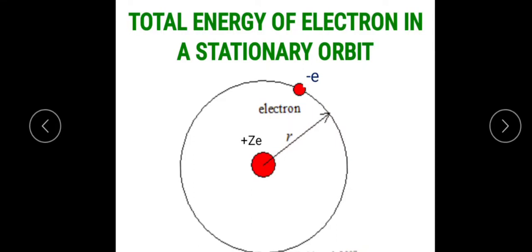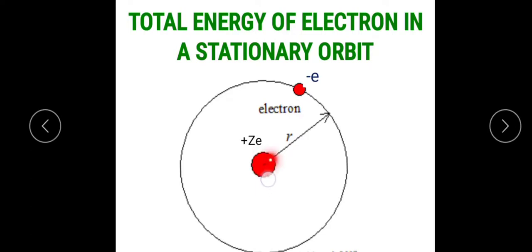See here, the electron is moving with a particular velocity v. Because of its motion, the electron has kinetic energy. We know the definition of kinetic energy: nothing but energy possessed by virtue of its motion. Here the electron is moving in a particular orbit, that's why there is kinetic energy. Also the electron is in an electric field. See here, this is a nucleus, which is a positively charged one.